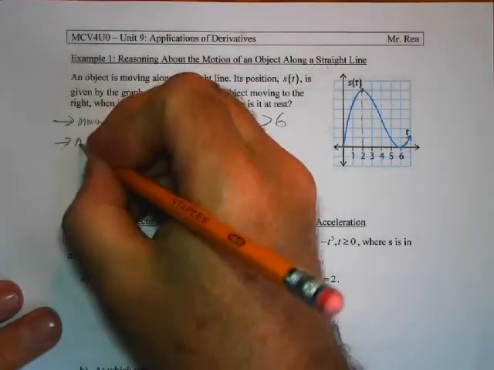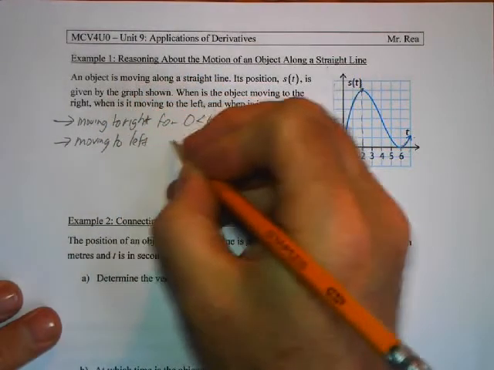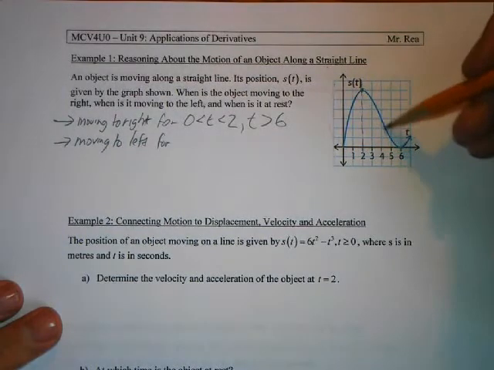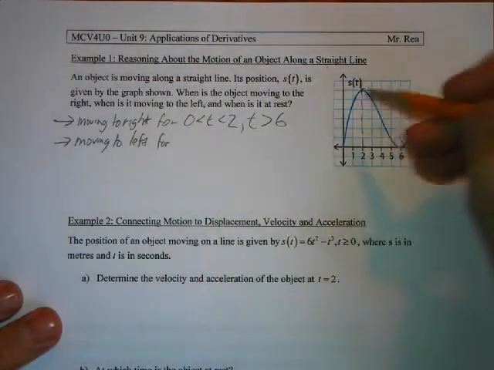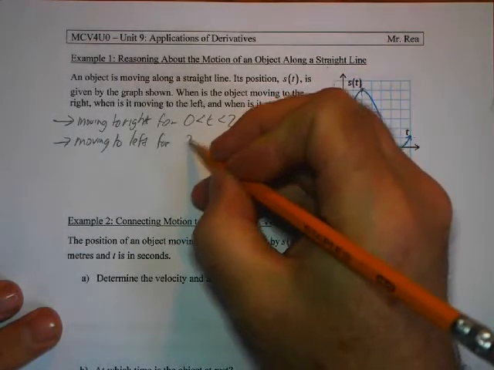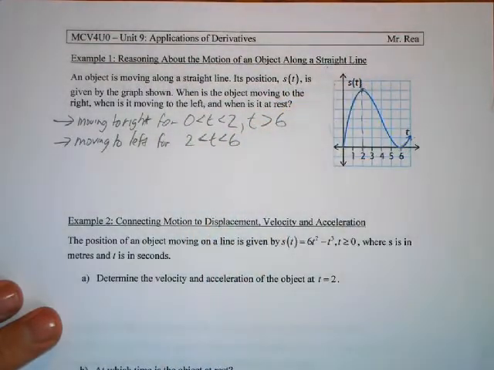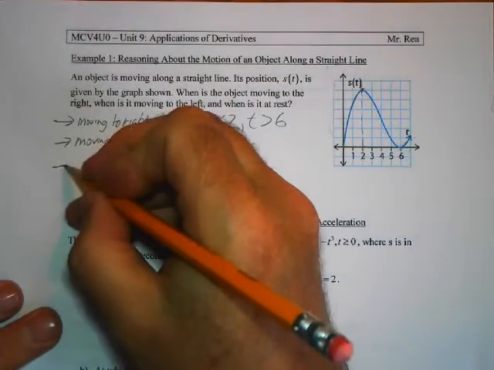Moving to the left, that's where the position is coming back towards you. If you thought about this in terms of the derivative, it's a negative derivative when moving to the left. So that would be between 2 seconds and 6 seconds. I'm assuming seconds here.